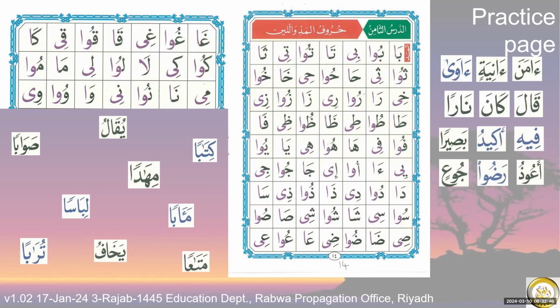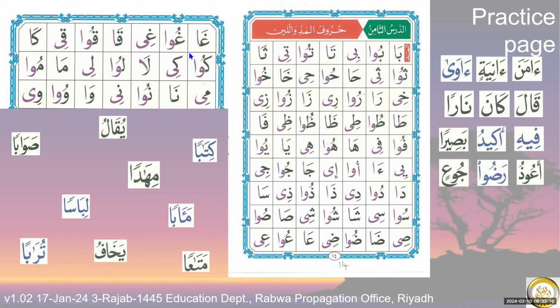Sa, su, si. Dad fatha alif, da. Dad dhamma waw sukun, du. Dad kasra ya sukun, di. Da, du, di. Ain fatha alif, a. Ain dhamma waw sukun, u. Ain kasra ya sukun, i. A, u, i. Ghain fatha alif, gha. Ghain dhamma waw sukun, ghu. Ghain kasra ya sukun, ghi.